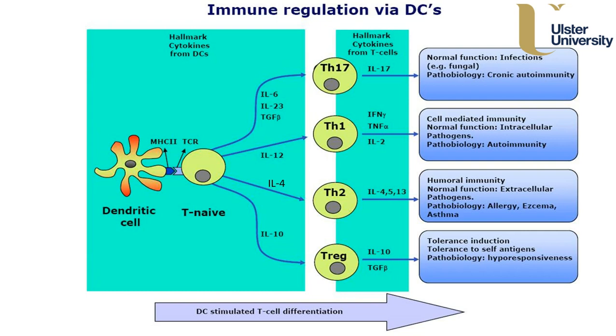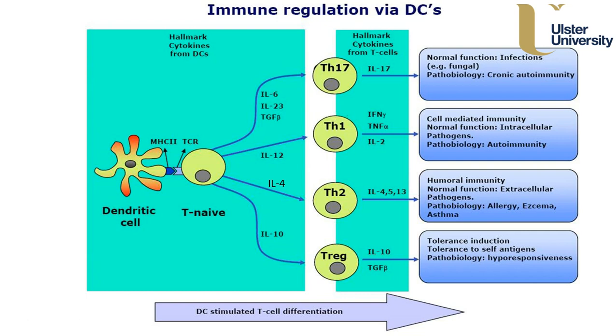So I can't reiterate this enough. Naive T cells are cells that have not been exposed to an antigen before. The dendritic cell then stimulates the naive T cell to secrete a particular cytokine. So if IL-12 is the cytokine that has been secreted, then the naive T cell will differentiate into a Th1 T cell.